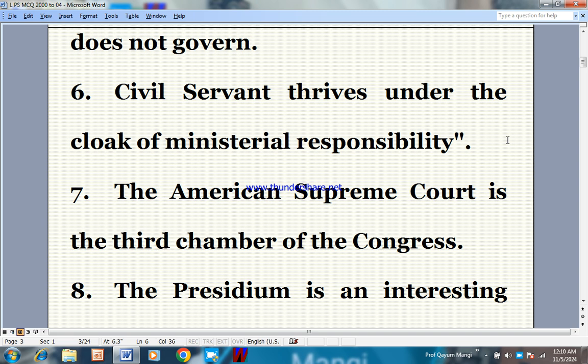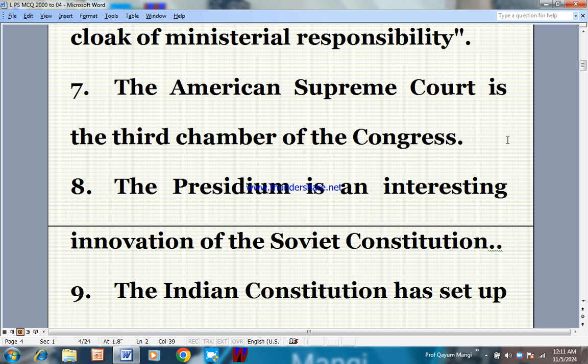Number six, the civil servants thrive under the cloak of ministerial responsibility. Number seven, the American Supreme Court is the third chamber of Congress, because, let me clear you, Congress has the sole power to pass any law or amend the constitution, but it has to be verified by the Supreme Court. That's why it is the third chamber of Congress.